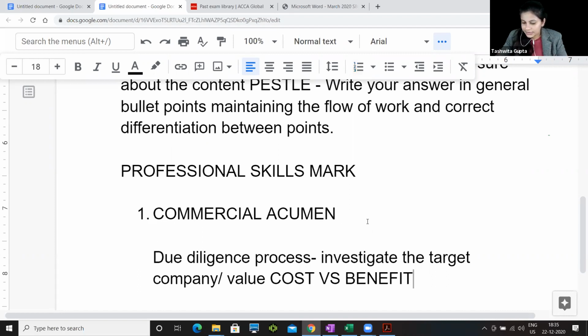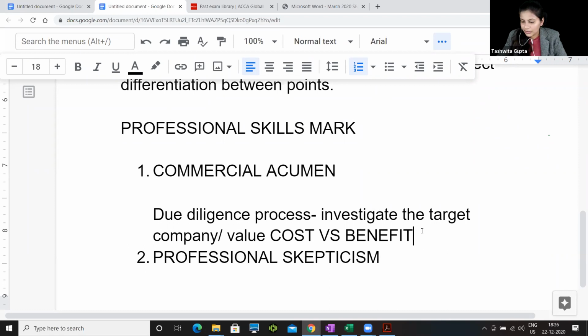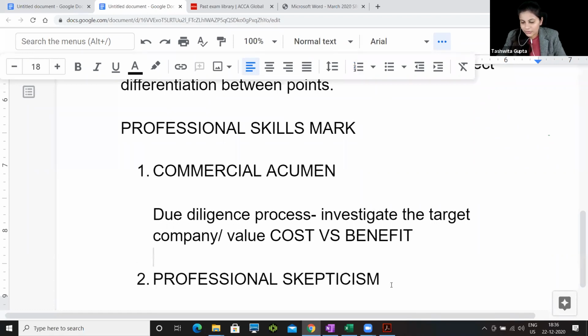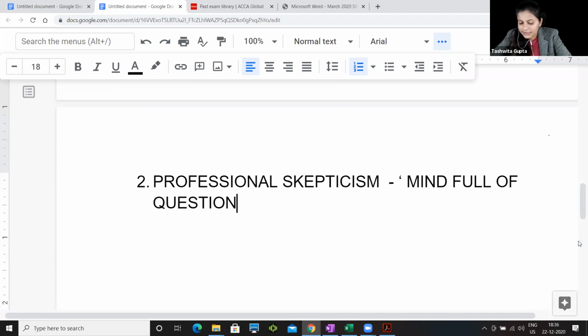Now let us discuss the second professional skill which you have. That is professional skepticism. What is this professional skepticism? I suppose that you guys have done audit and assurance before. And if you have not, I will just tell you that professional skepticism is the mind full of questions. A questioning mind is termed as a professionally skeptical mind, a mind full of questions.